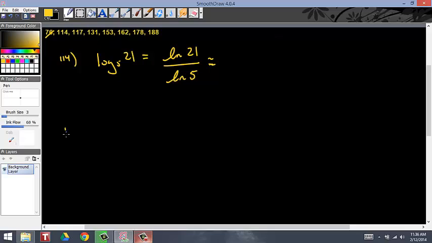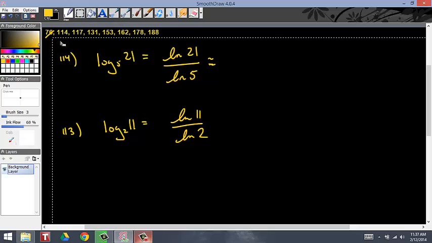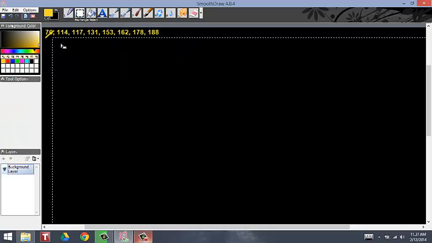I'm going to backtrack and actually do number 113 because it's the same type of problem. Log base 2 of 11. Anyone know how I deal with log base 2 of 11? What does that look like? There you go. All right. That's how you do those problems. Change of base formula is what you need to keep in mind.